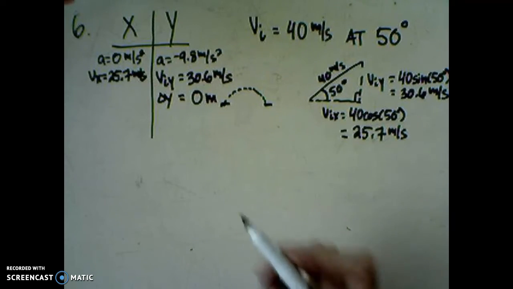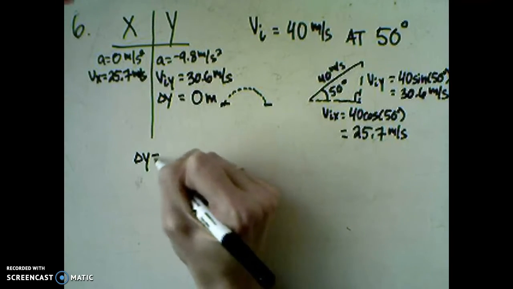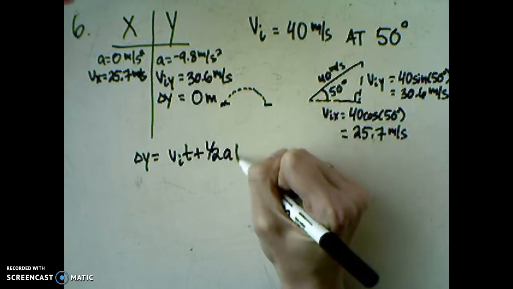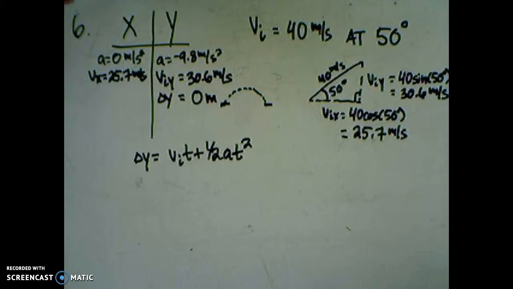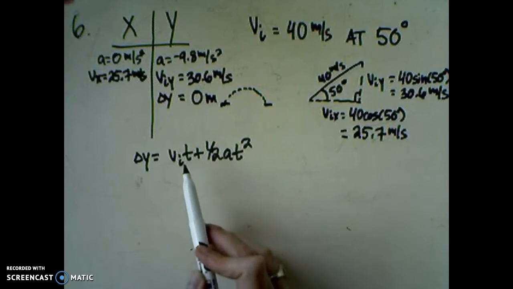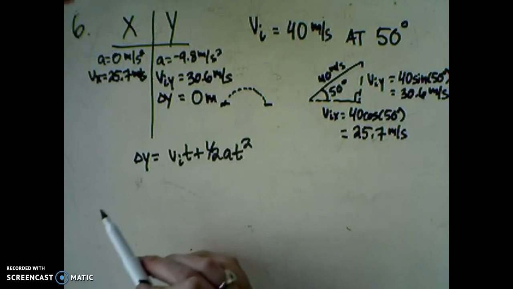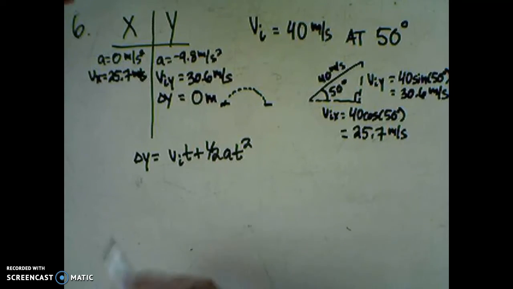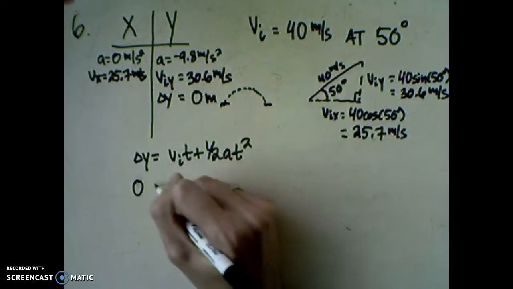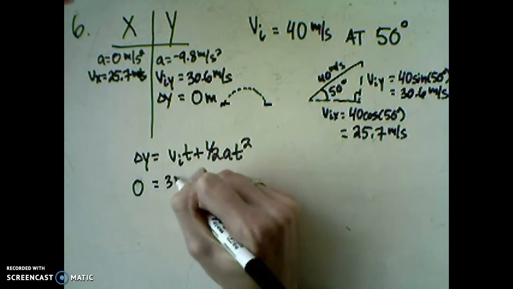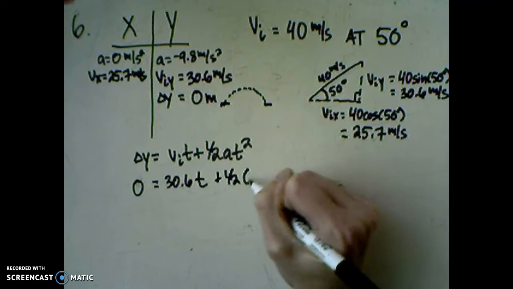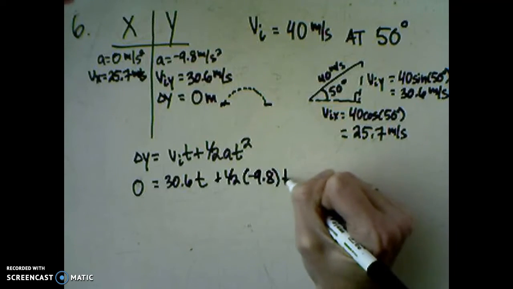So using that 0 meters as my delta Y, let's use delta Y equals VIT plus 1/2 AT squared. This time my VI is not 0, so I can't just not write that term down or put an X through it or erase it with my finger. I have to be very careful there. I'm solving for T, so my delta Y is 0, VI is 30.6 times t, plus 1/2 times negative 9.8 times t squared.